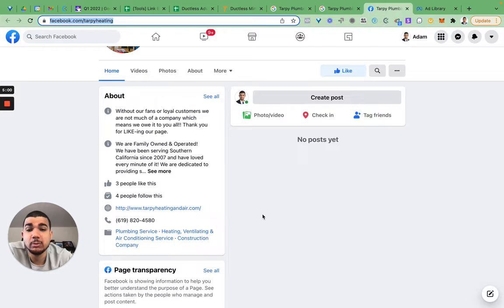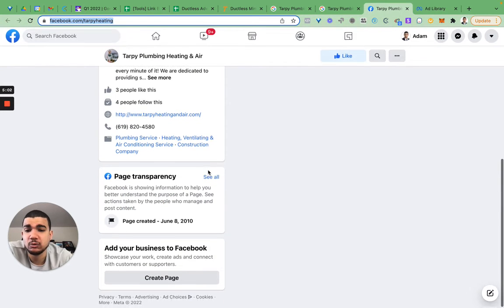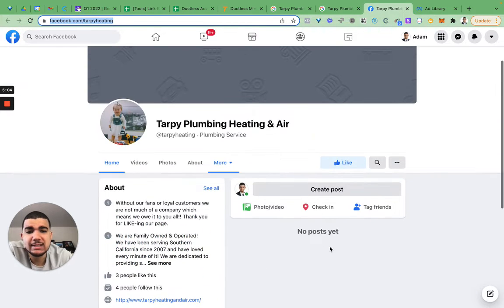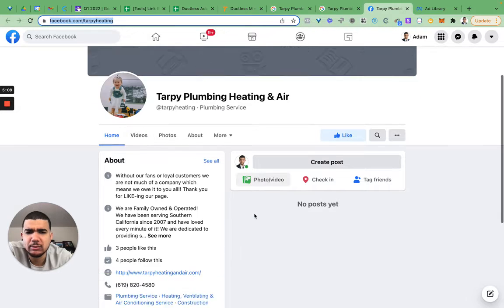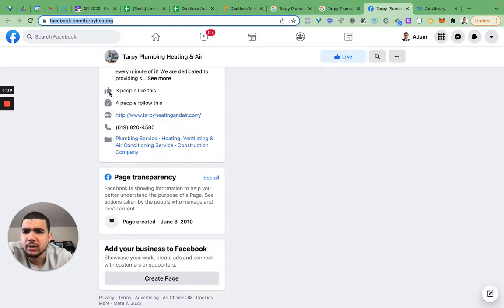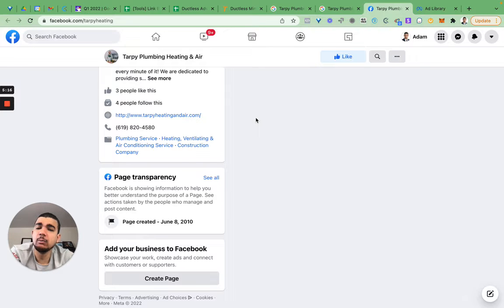You need to spend a little money getting them back to your website with retargeting. Your Facebook page isn't updated at all, it doesn't look like. Maybe it's just a typo, or I don't know. 3 people like, 4 people follow. So it doesn't look like you push this page at all, which is okay. You don't need to.